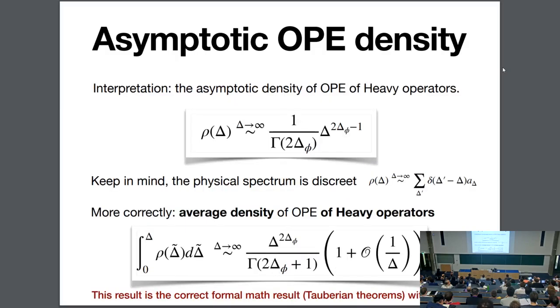I already said it many times, the interpretation of this gadget is that in the asymptotic form we are picking up the heavy operators. But there is one thing to keep in mind. The physical spectrum is, of course, discrete. We have these deltas. So more correctly, the way to think is that we actually have the average density of the OPE operators, and this is precisely the object that obeys the Tauberian theorems. So this box is mathematically correct. And not only that, Tauberian theorems also give you the error that you are making. So this is like the perfect formula. I come from a very formal background, so for me this formula makes me feel very happy. Yes, I know what error I am making.